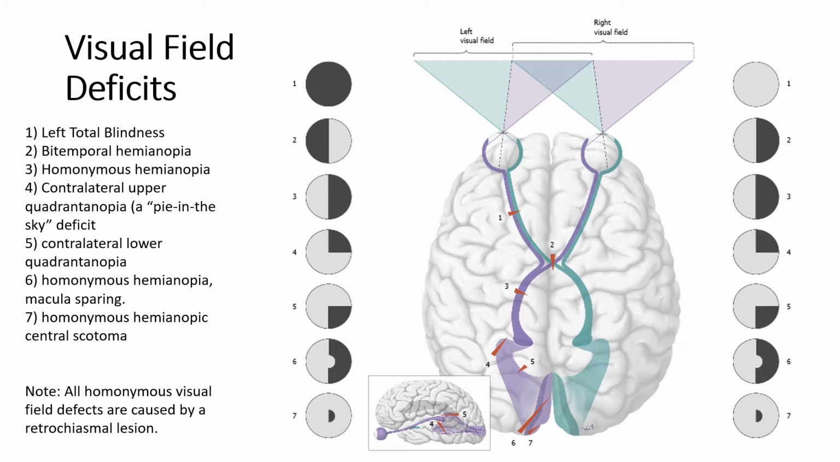Number 5, a different pie in the sky look to it. Number 6 is where we're going to see in the next couple of slides an explanation of why that gets kind of tricky. That has to do with the calcarine sulcus and that little bullseye understanding. So we'll move into that in a minute here.